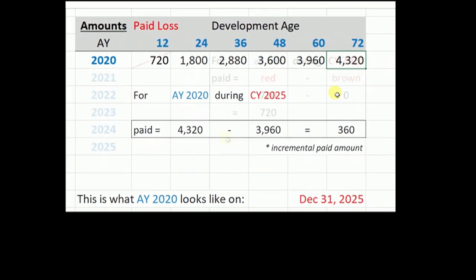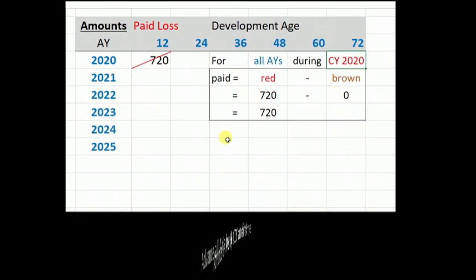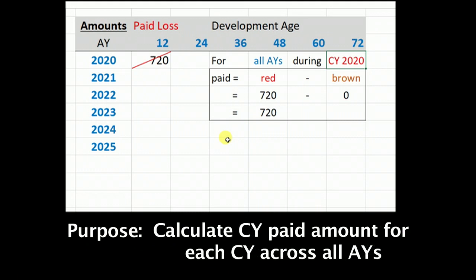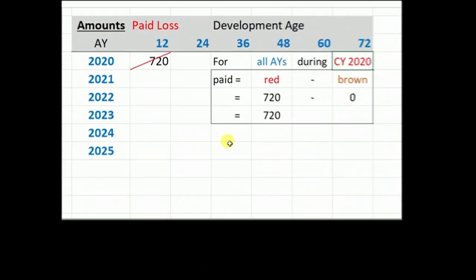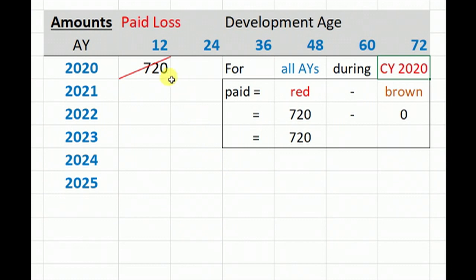In the next segment of the video, we're going to wind back time again, but this time calculate calendar year paid amounts for each calendar year across all accident years. This is definitely a calculation that you need to be able to do in your sleep. So for this calculation, we take the current diagonal, which I marked in red, minus the prior diagonal, which, well, I would have marked it in brown, but there is no prior diagonal for this first year. So the result is 720 minus 0, which is 720. So that's the calendar year paid amount for the year 2020.